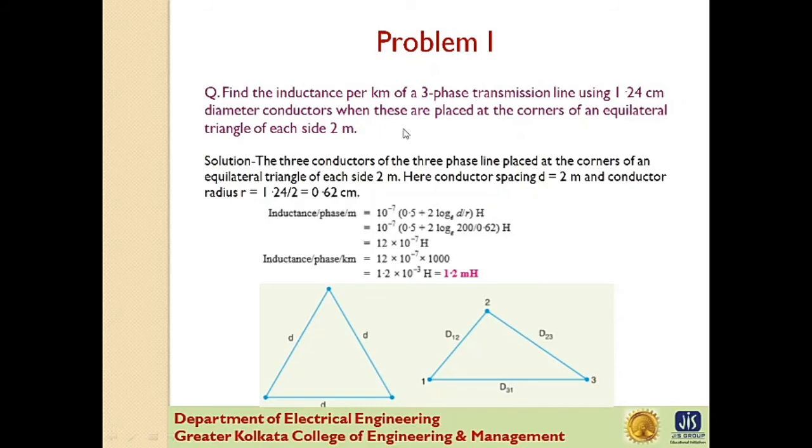Now, for a 3-phase line the formula is 10 to the power minus 7 into (1/2 plus 2 log e D by R). We put the value of D and R and we get the inductance per phase per meter as 12 into 10 to the power minus 7 Henry. Now, to express this inductance per kilometer, we multiply it by 1000, and the inductance per phase per kilometer is 1.2 millihenry.